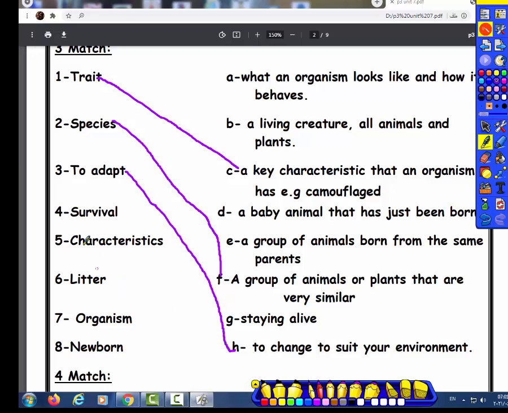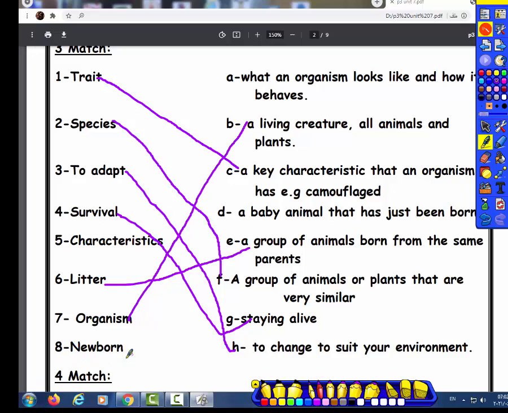Survival, as we said before, the rabbit has long ears. So long ears are very important for the rabbit's survival. Survival means staying alive. Litter means a number of baby animals born from the same parents at the same time, a group of animals born from the same parents. Organism includes people, animals and plants. So organism means a living creature, all animals and plants.